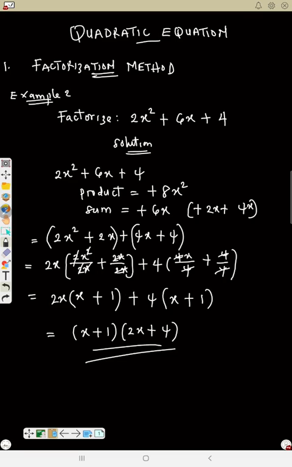Now that's the answer. So that is the factorization method. You find the product and you find the sum. And notice I'm using plus since I'll change the sign after this first video, so you can solve another video. I'll do the remaining signs, but for now I focus on plus. Just understand the concepts first.